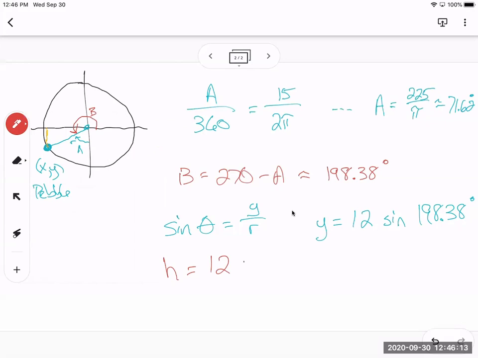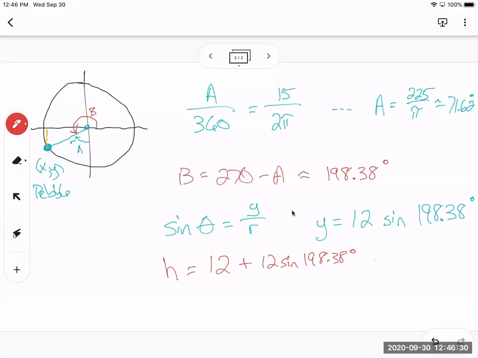because 12 sine 198.38 degrees is a negative number. Our circular trig spits out a negative value for y, as it should. Take a look at the sketch. I think that would be apparent.